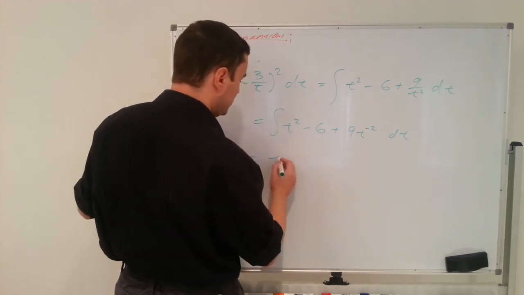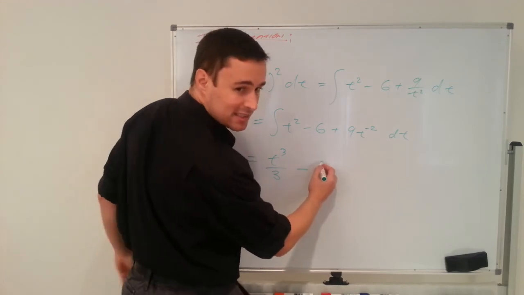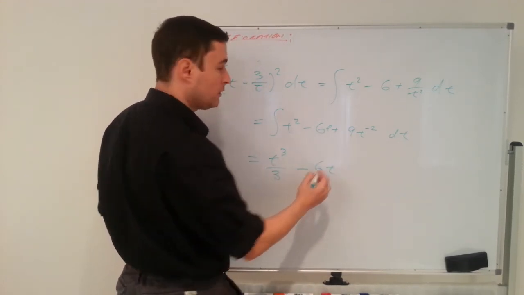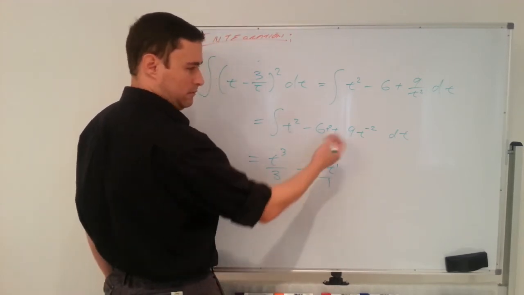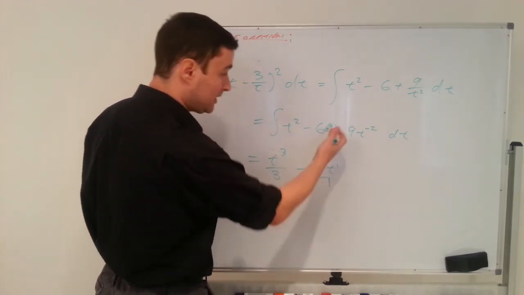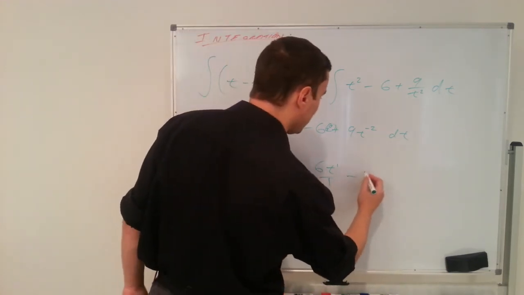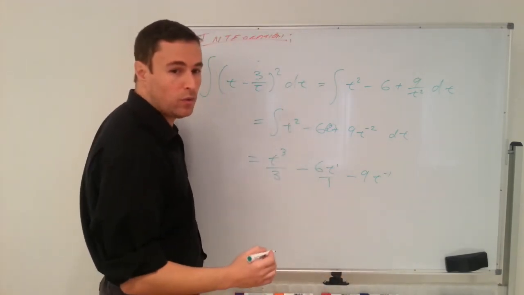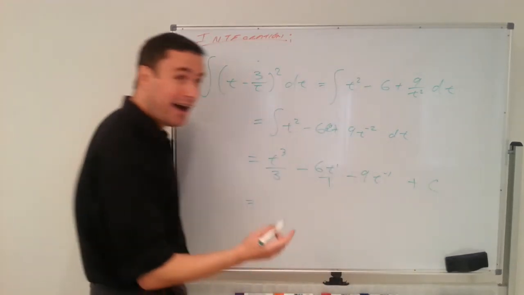So I've got t to the 3 over 3, minus 6t to the 1 over 1, because you can imagine the 6 as 6 times t to the 0, and anything times t to the 0 is 1. And then I've got minus 9 t to the negative 1, over negative 1 if you want. Plus c, I almost forgot it.